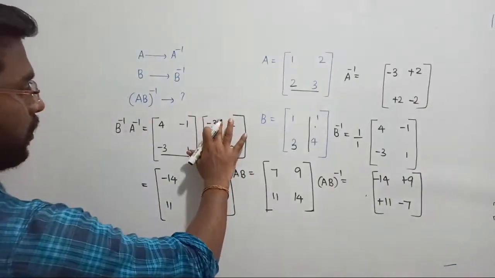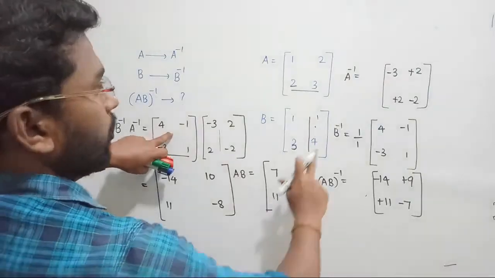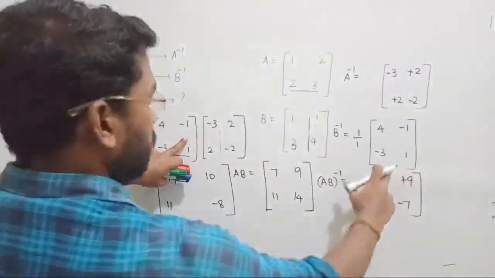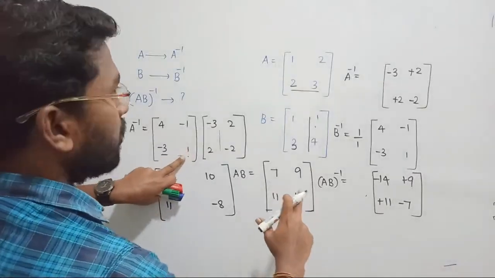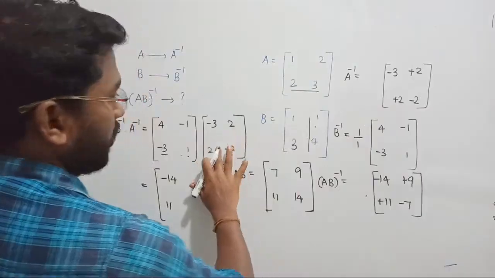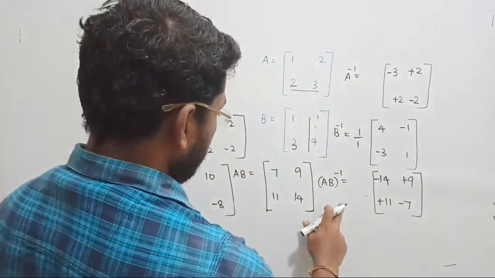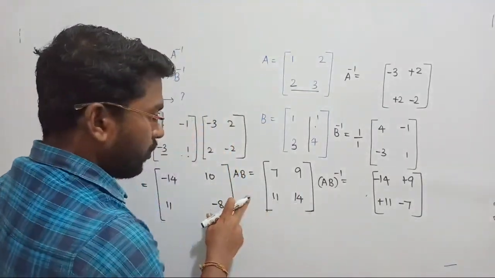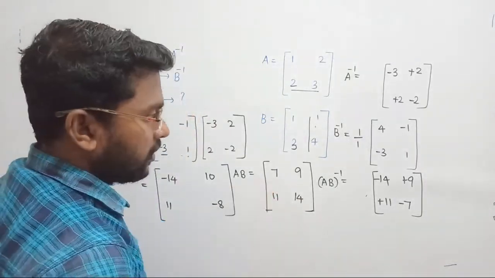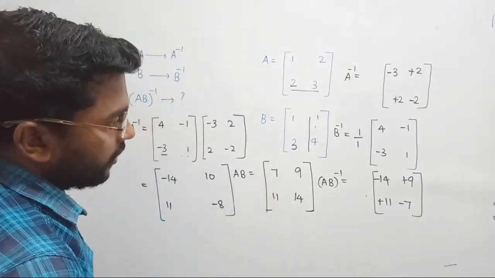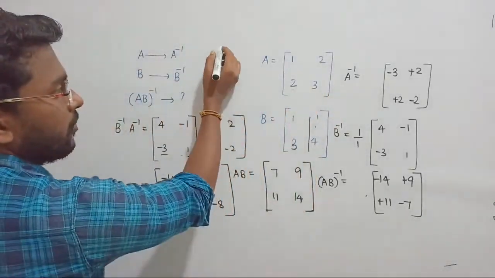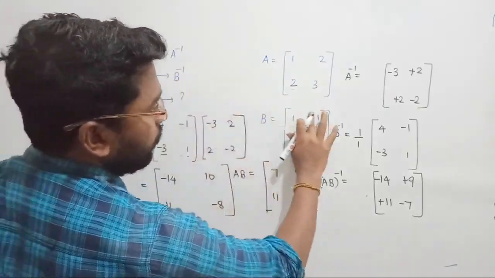Okay, now the value of B inverse is what? 4, minus 1, minus 3, 1, that is correct. A inverse, minus 3, 2, 2, minus 2, that is also correct, right? I think I made a mistake somewhere here, right? Find out the determinant of the matrix once again. Determinant, okay, for the determinant we don't have any issues, and I made a mistake in finding the AB product. Wait a minute, I will check it by myself once again.